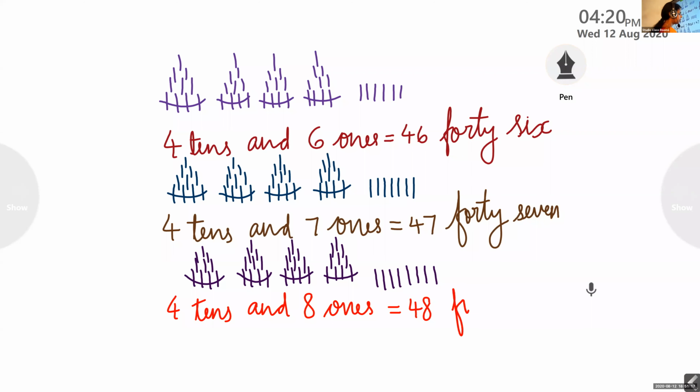F-O-R-T-Y, 40, E-I-G-H-T, 8, 48. So 48 having 4 tens and 8 ones. The spelling of 48 is F-O-R-T-Y, 40, E-I-G-H-T, 8, 48.